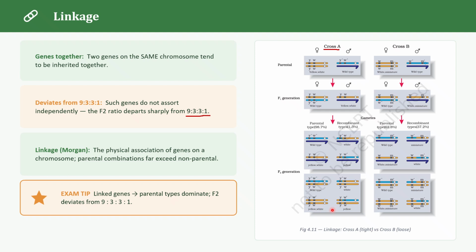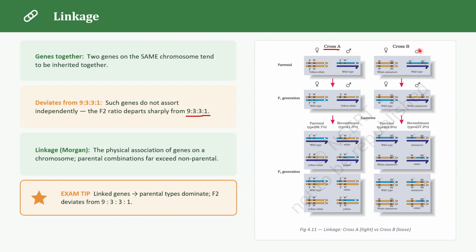So what can we conclude from this? The genes are very close together, so recombination is extremely rare. This is the tight linkage, right? So tight linkage is equal to low recombination frequency. What is the low recombination frequency? It is 1.3 percent. Yes, children? Next, let's see the cross B.